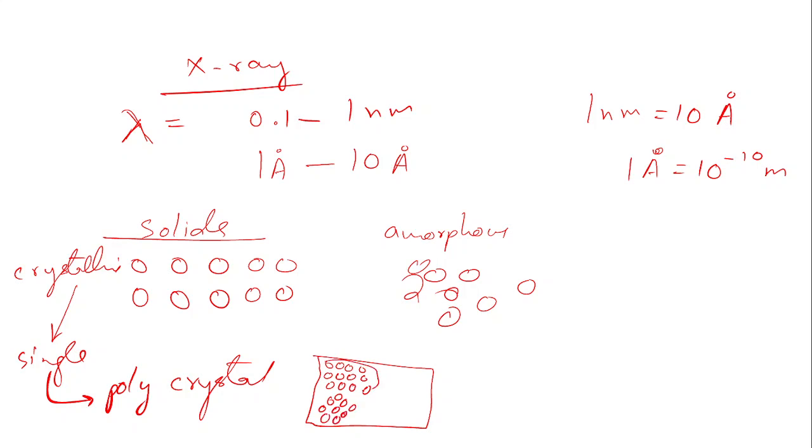So here in the small region, there is ordering. Here the ordering changes. So this is a polycrystal with smaller single crystals inside it. Okay, so these are different arrangements.